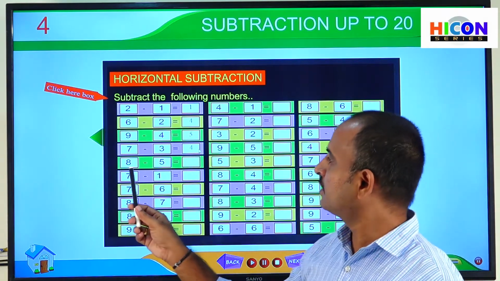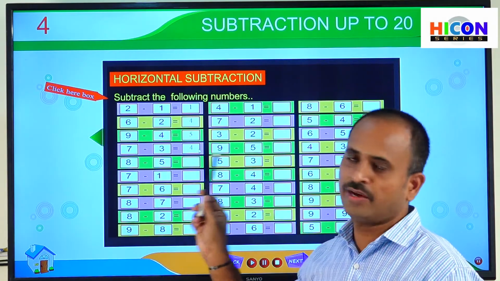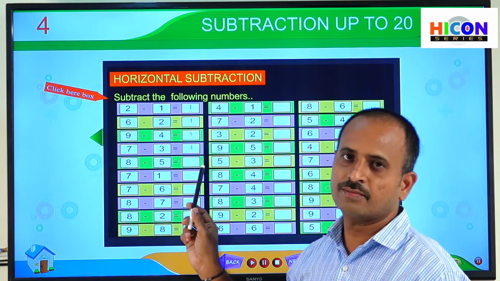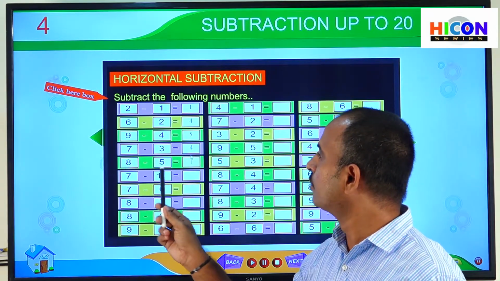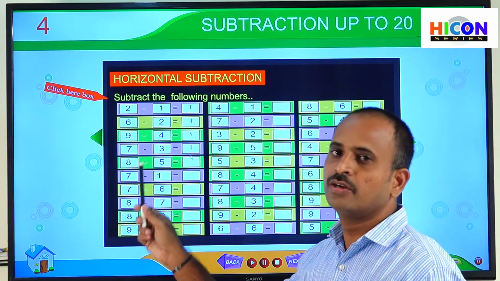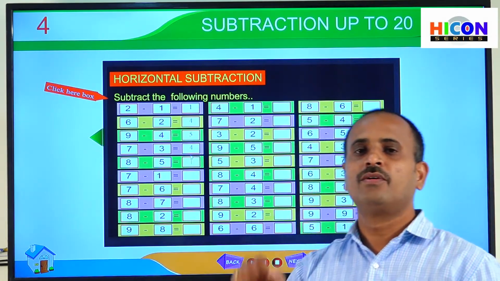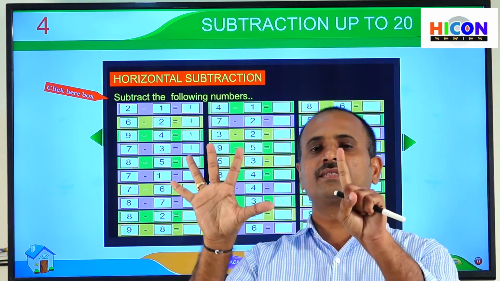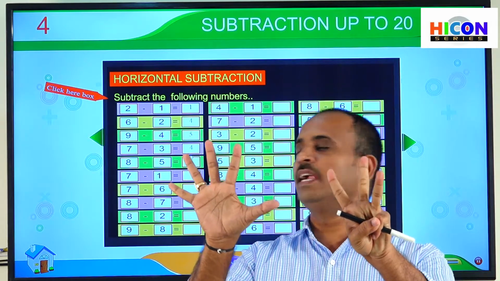And children, see the next one, 8 minus 5. So subtract 5 from 8. So how much will be the difference? In the same way, again, we can do this subtraction by using our fingers. What is the first number here? 8. So open 8 fingers of your hand. 1, 2, 3, 4, 5, 6, 7, 8. So these are the 8 fingers.